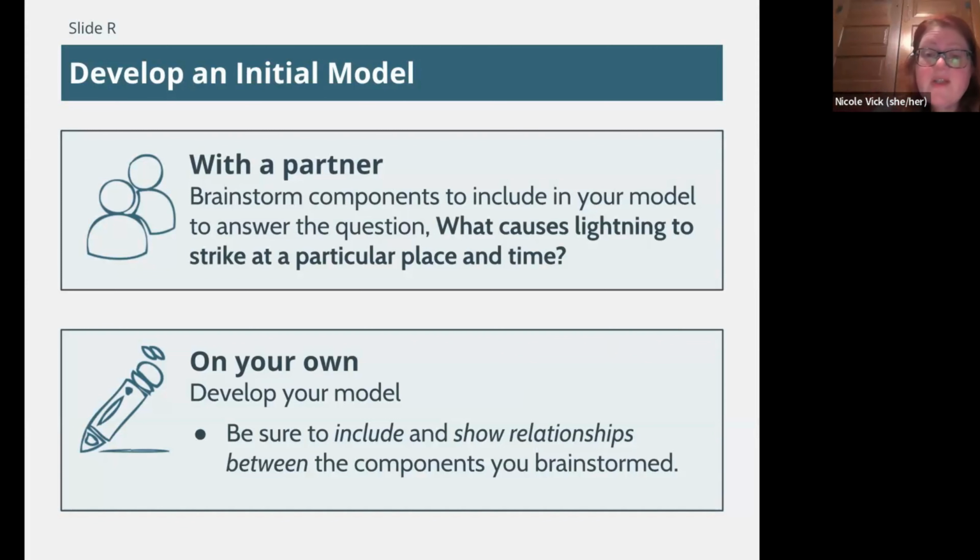Since that's hard for us to do virtually, just take a moment to think about those on your own. And then I'll give you 2 or 3 minutes to quickly jot down an initial model. Okay, so we'll do about 2 minutes to think about the components and then jot down an initial model to answer the question again. What causes lightning to strike at a particular place and time?